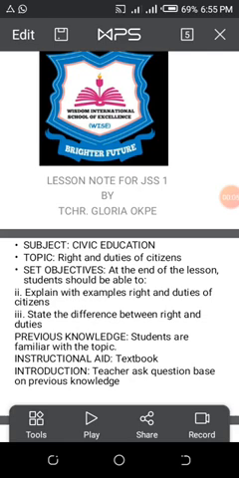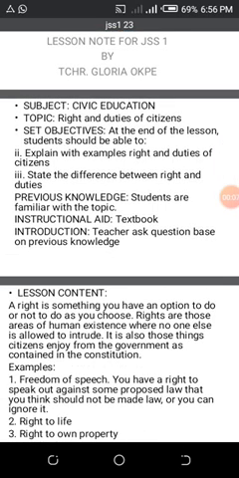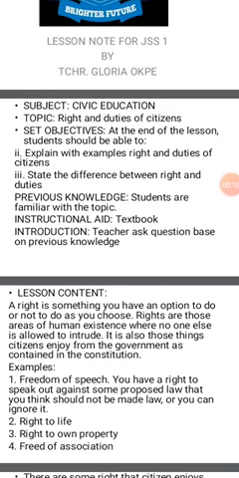On civic education this morning, we are going to be talking about rights and duties of citizens. At the end of the lesson, you all should be able to explain with examples rights and duties of citizens. State the difference between rights and duties.